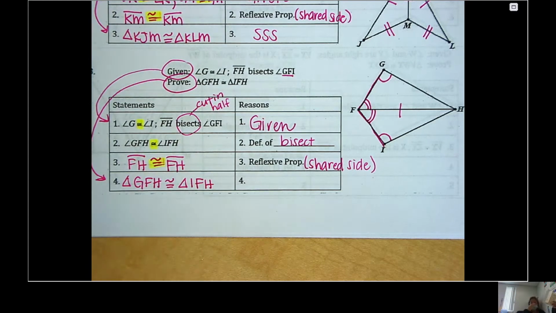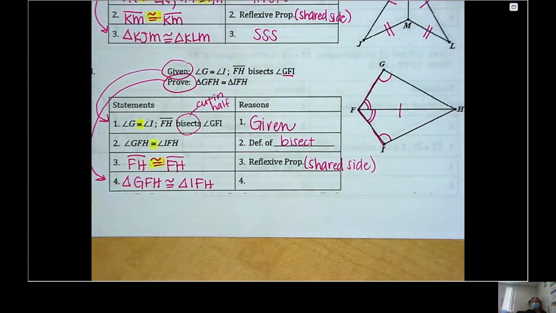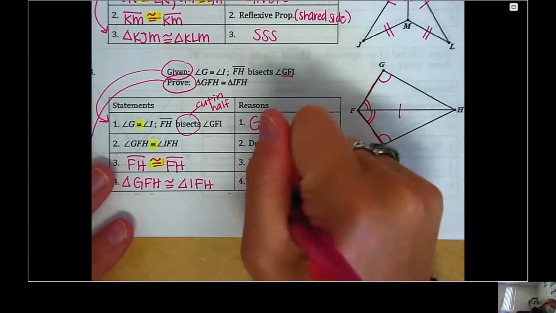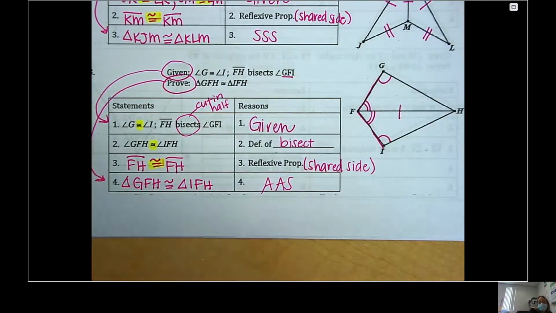Which theorem says those two triangles are congruent? Angle, angle, side. Angle, angle, side. Do we agree with Jaden? You sure? Okay, great. Just want to be sure you're sure. Angle, angle, side. Good. 2 angles and a side that is not in between them. Very nice. Questions on that one?